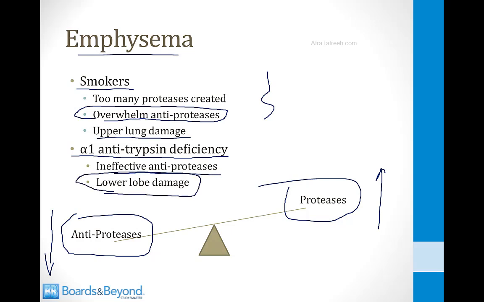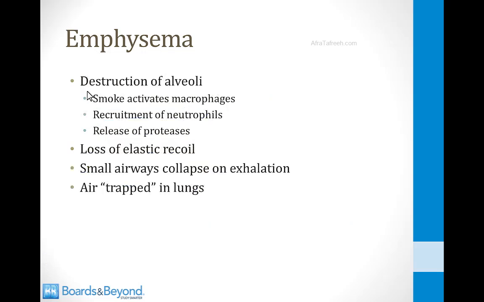We'll talk more about that in a few slides. So as I said, in emphysema, you get destruction of the alveoli. In the more common type, the smoker's type, the smoke activates macrophages. This leads to recruitment of neutrophils, and then you get production and release of proteases, which overwhelm the antiproteases. When you lose alveoli, you lose the elastic recoil of the lungs, and this is what leads to obstruction.